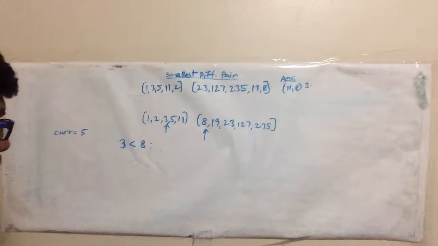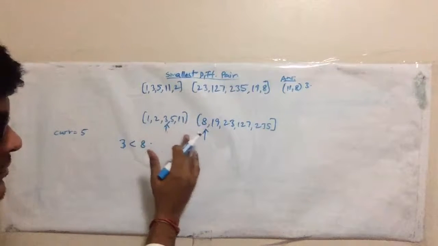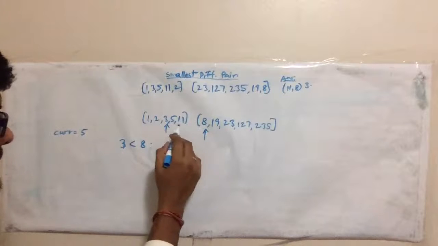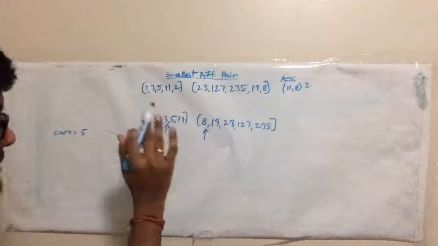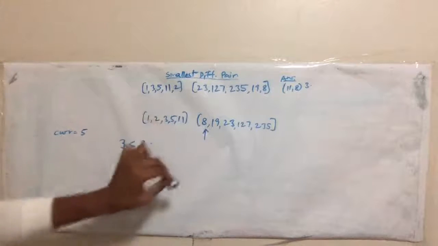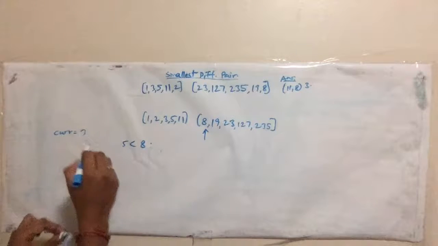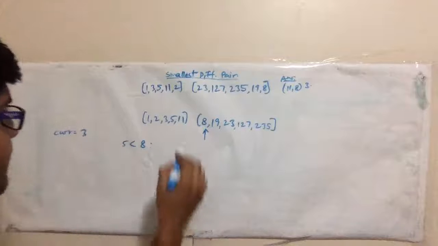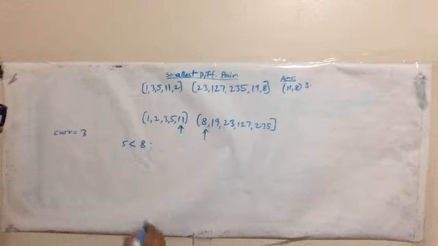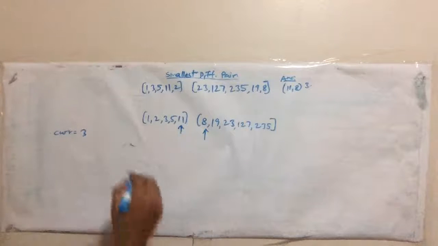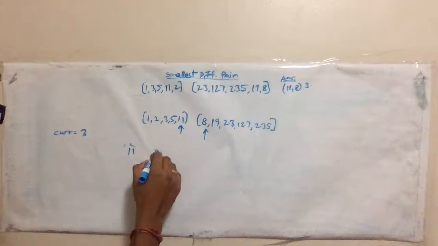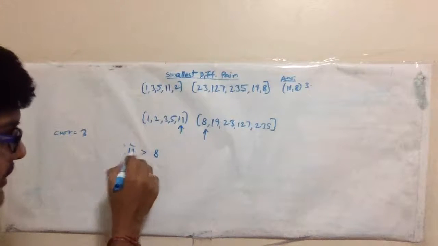So you will proceed further until there is an element greater than 8. Okay, so 5 is there and you will get the difference 3, and 11 is there. So when 11 is there, what will happen? 11 minus 8. So 11 is greater than 8.